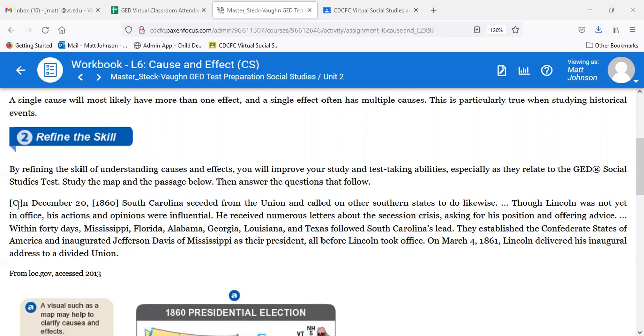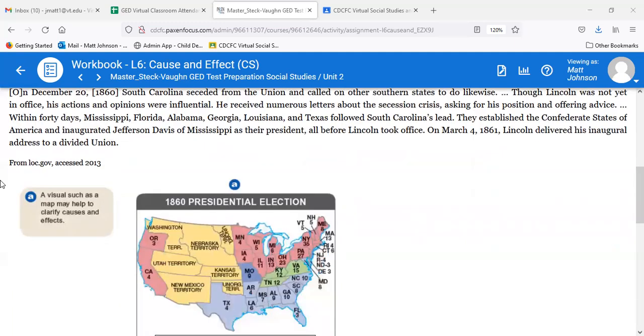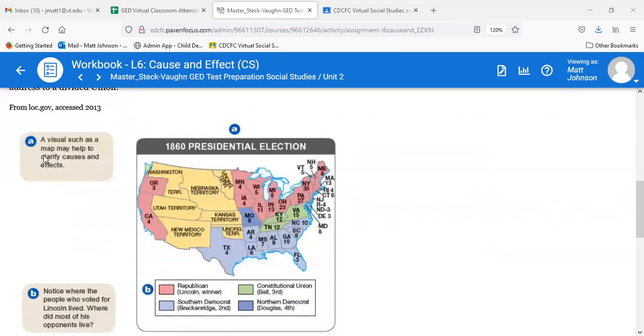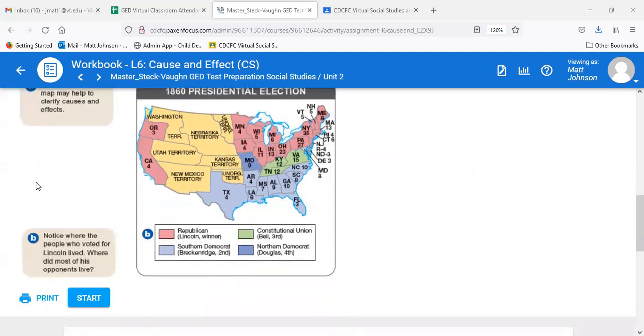So yeah, keep that in mind. Those states split from the Union basically after Lincoln was elected, in between the time he was elected and the time he actually took office. So looking at our map, and of course it says over here in our one text box that a visual such as a map may help to clarify causes and effects. And then it says, notice where the people who voted for Lincoln lived, where did most of his opponents live? And, real straightforward, right?